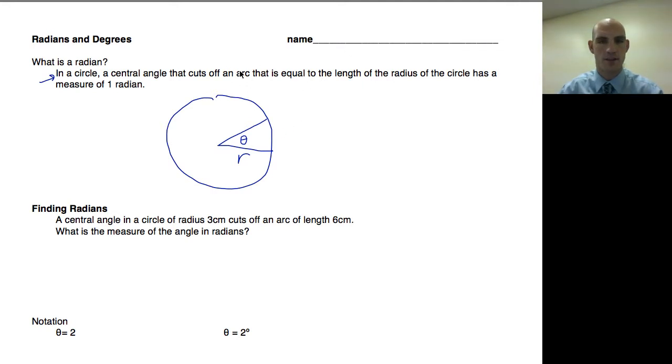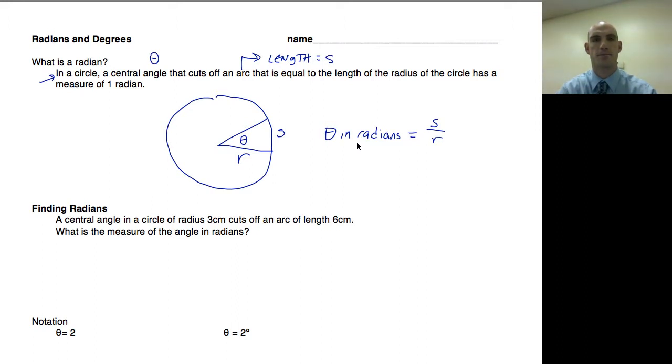Well, the arc length, we're going to call it S. So this is arc length S. So in a circle, a central angle, theta, that cuts off an arc of length S that's equal to the length of the radius has a measure of 1 radian. So theta in radians is equal to the arc length over the radius.